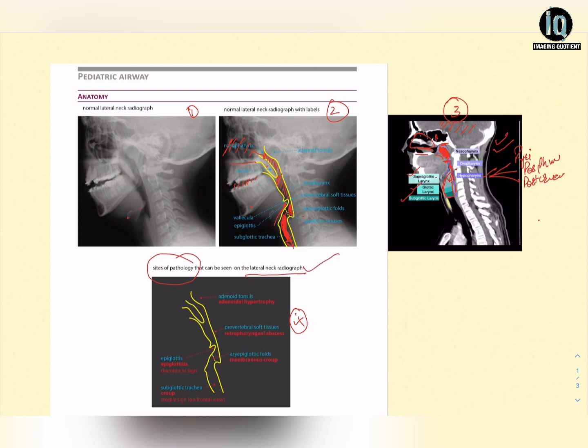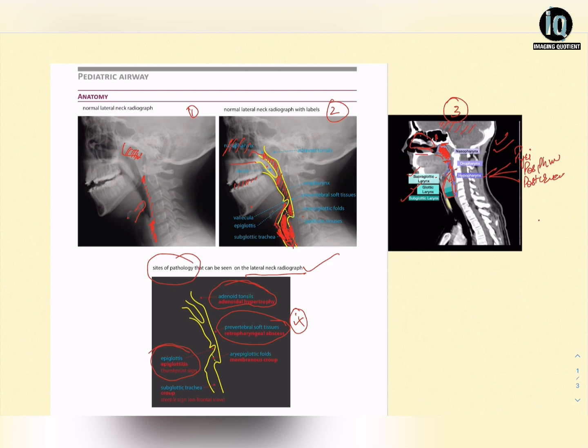So here we can see the prevertebral soft tissue space is increased in conditions such as retropharyngeal abscesses, and if the adenoids become hypertrophied, we can see increased radiodensity in this region, which is adenoid tonsils or adenoidal hypertrophy. If the epiglottis is inflamed, we see in epiglottitis a thumbprint sign, and also we see croup, which is the involvement of this region, the upper airway, which gets inflamed in croup.